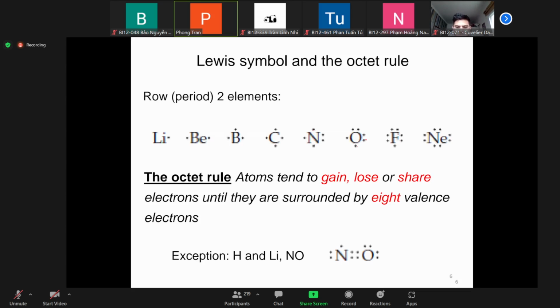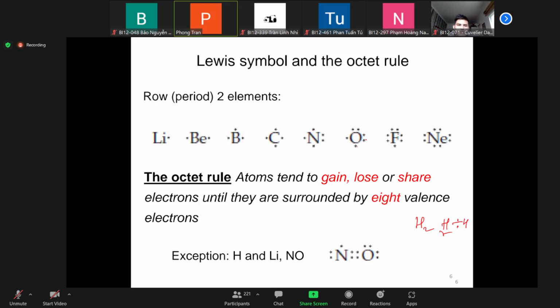So the rule is atoms tend to gain, that means receive electrons, lose, that means give out electrons, or share electrons with the other atom until they are surrounded by 8 valence electrons. Of course, you have some exceptions. For example, hydrogen, you have only 1 electron. So when you make the hydrogen molecule like this, then you can make the chemical bond with only 2 electrons. So hydrogen will not obey the octet rule.